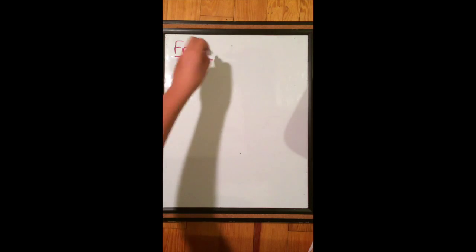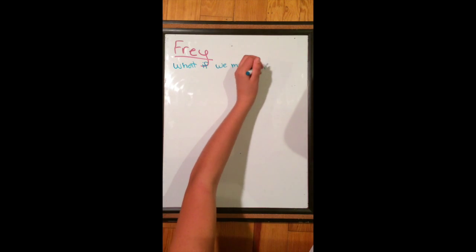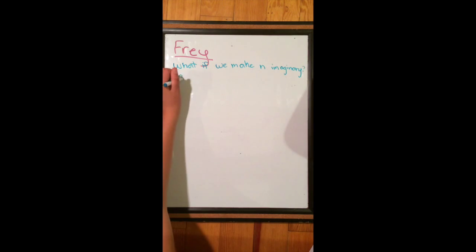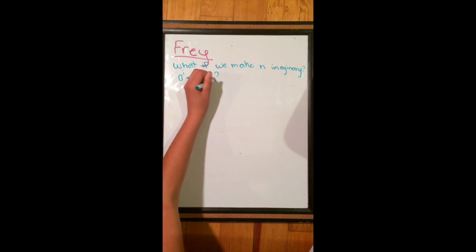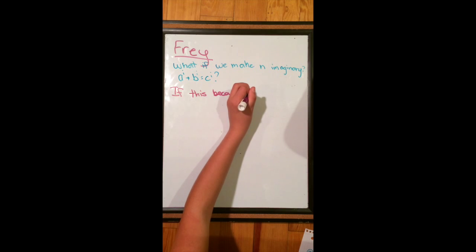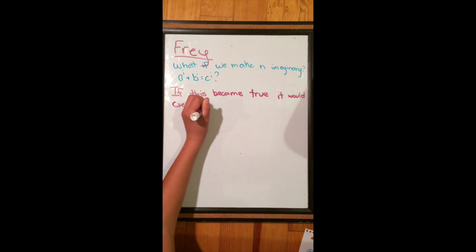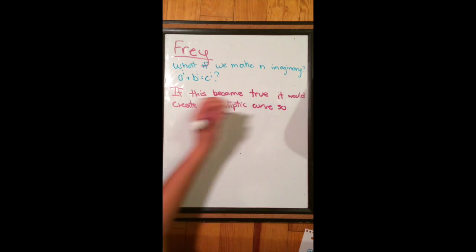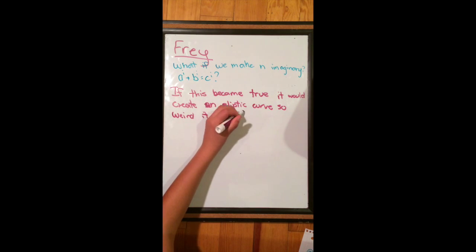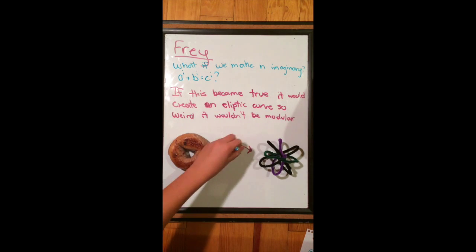At one point, there was a guy named Frey who had heard of this conjecture and Fermat's last theorem, and he said, what if we make n imaginary? If this created an equation that were true, it would create an elliptic curve so weird it wouldn't be modular anymore. This idea became known as the epsilon conjecture. It was later proved by another mathematician.